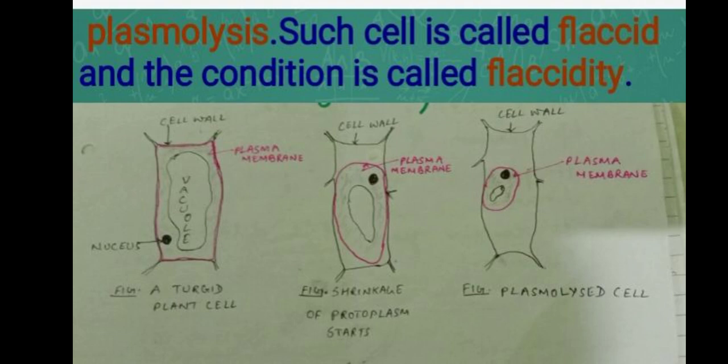In this diagram you can see the very first diagram shows a turgid plant cell. The second diagram shows the shrinkage of protoplasm, and the third diagram shows completely plasmolysed cell.